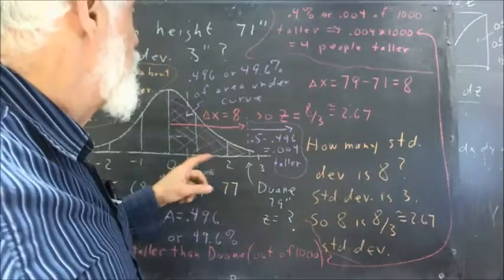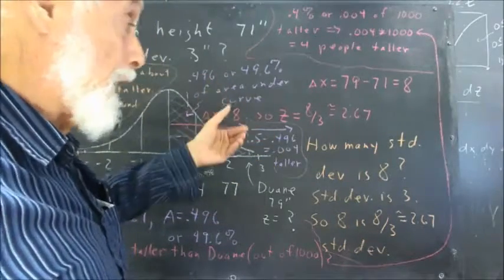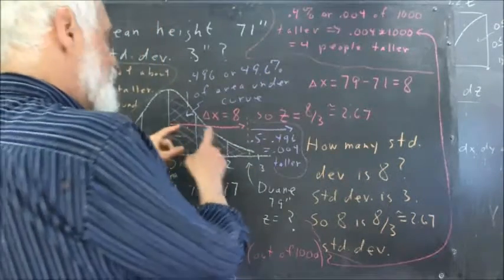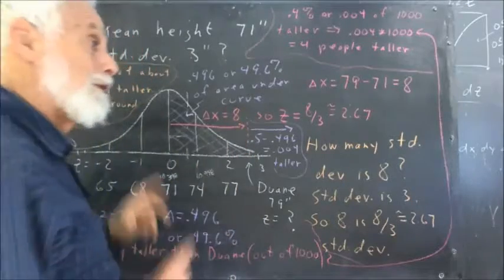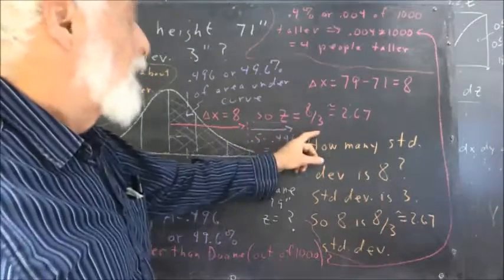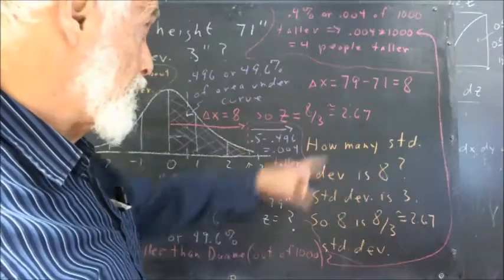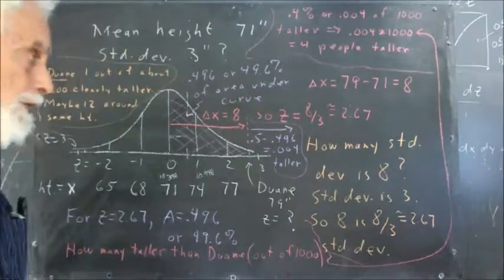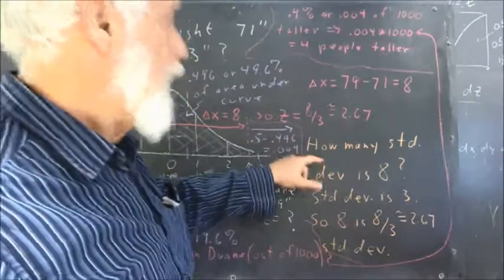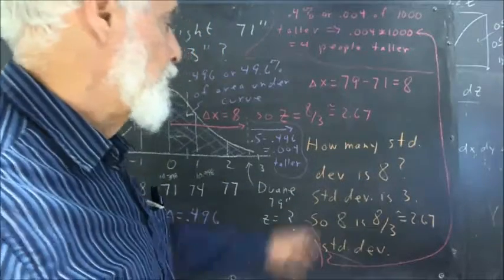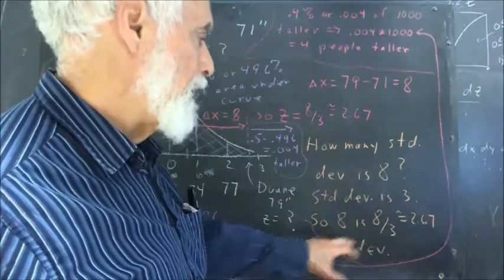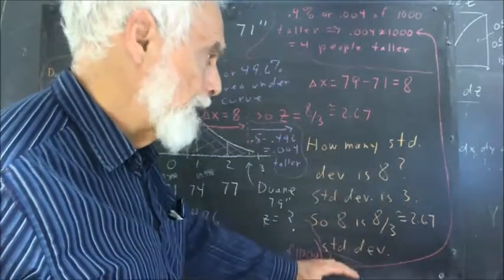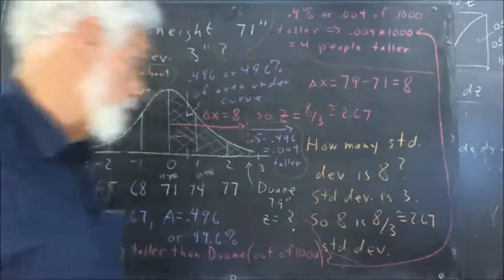And in this case, we find that Z, which is the number of standard deviations, is 8 divided by 3. Okay? It's 8 inches of difference in height divided by the 3 inches that corresponds to a standard deviation. And that comes out approximately, rounding, 2.67. So, you know, and we have the question here that you ask. How many standard deviations is 8? Well, a standard deviation is 3, so 8 is 8/3 or 2.67 standard deviations. You want to think about that statement until it really makes sense to you.